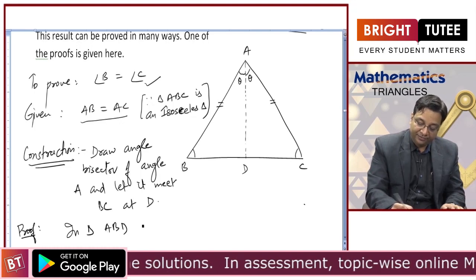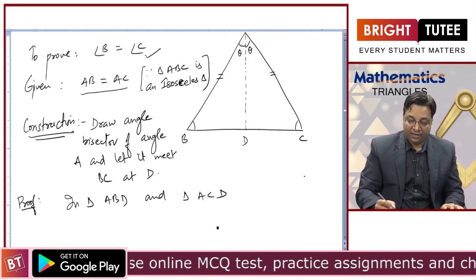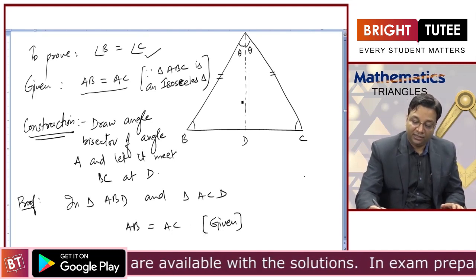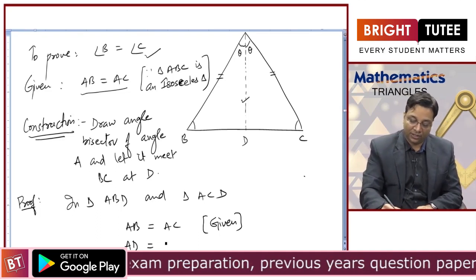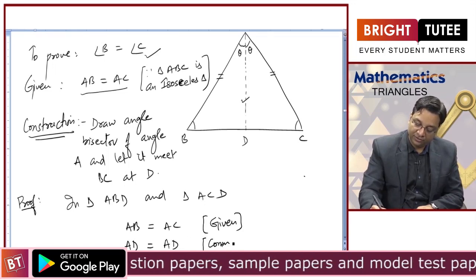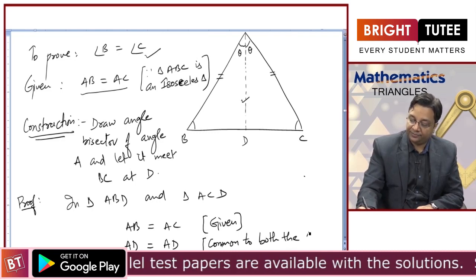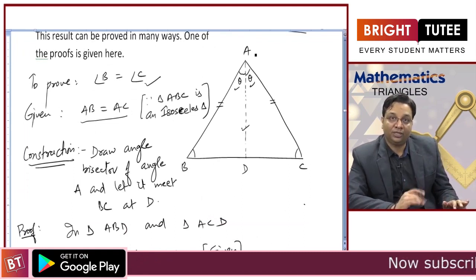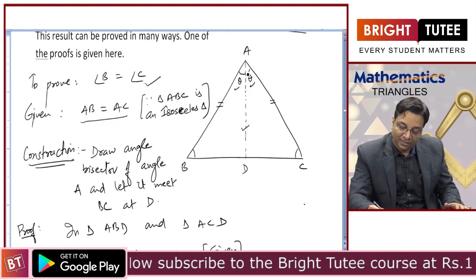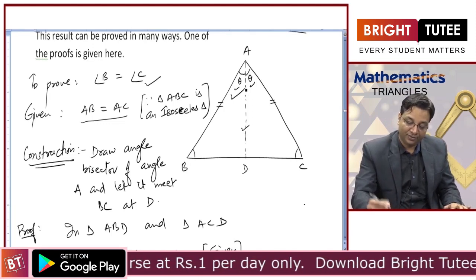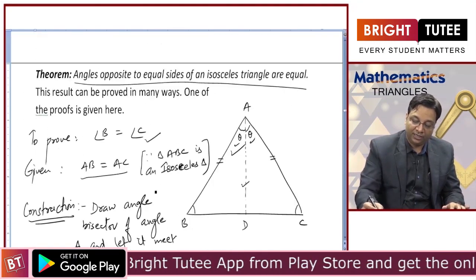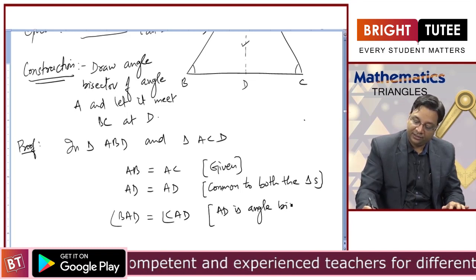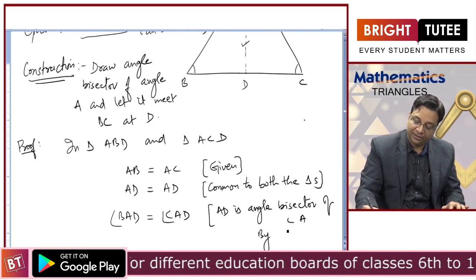In triangle ABD and triangle ACD, side AB is equal to side AC. Why? Because it is already given. Look at this side, side AD. Side AD is common to both the triangles. So I can say side AD is equal to side AD, and it is common to both the triangles. Now the angle included between these two sides is equal by construction, because we have constructed it in such a way that AD is the angle bisector of angle A. So I can say angle BAD is equal to angle CAD, as AD is the angle bisector of angle A by construction.